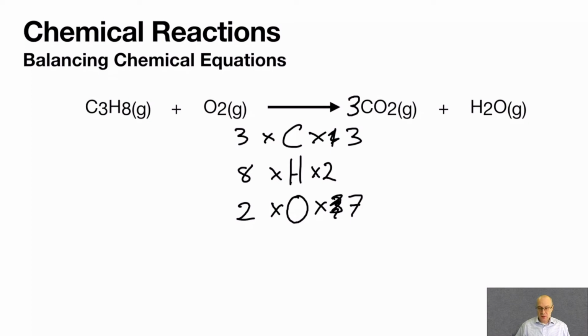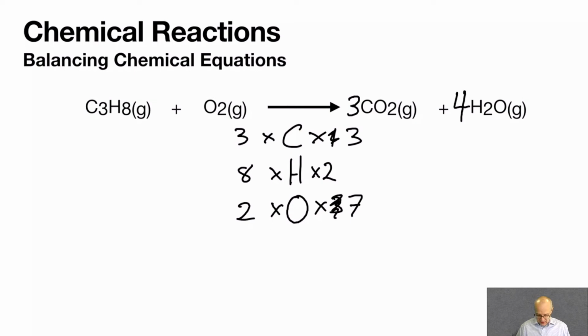Okay, so carbons are balanced. Hydrogens are not. So we've got to balance them. Well, we have 8 over here on the left. We need to have 8 over here on the right. And 2 times 4 is 8. So let's put a 4 in front.